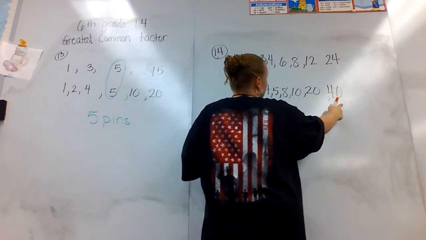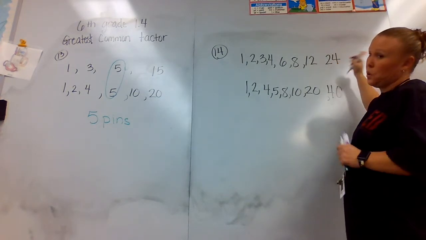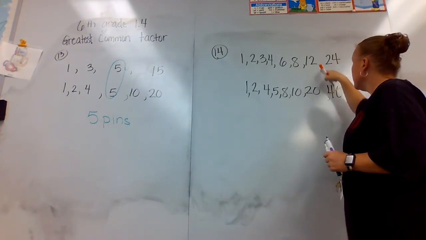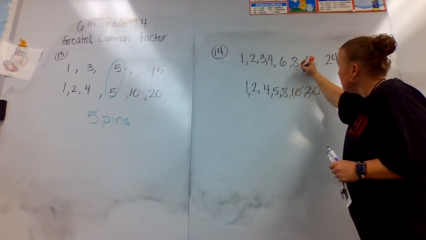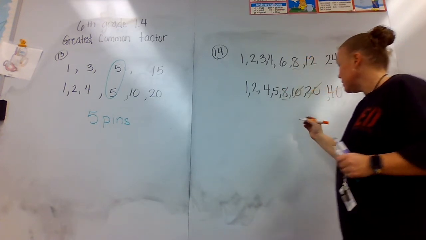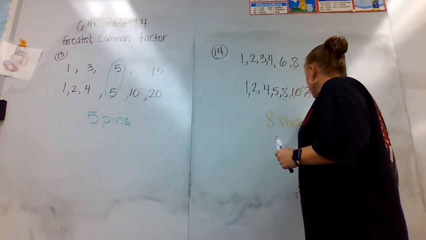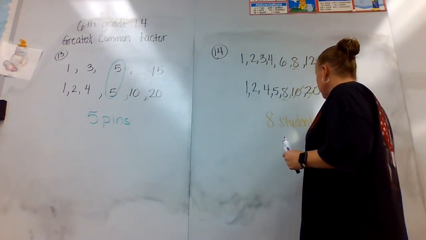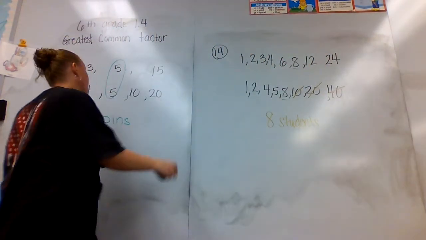Okay, so I'm going to go backwards and see if I can manage that one. Obviously, we're not going to have 40 and 24. Boom. No 20, no 10, 8. 8's going to be our biggest one. So 8 students. Okay? Sometimes it's easier to go backwards. Okay?